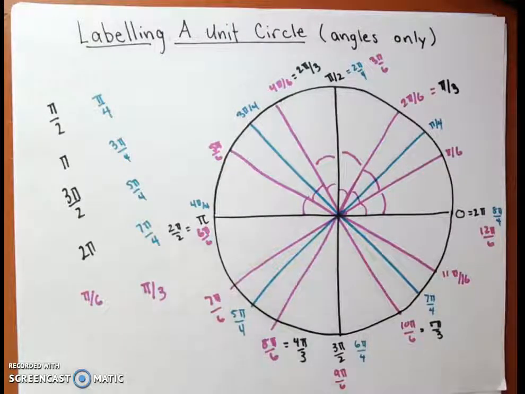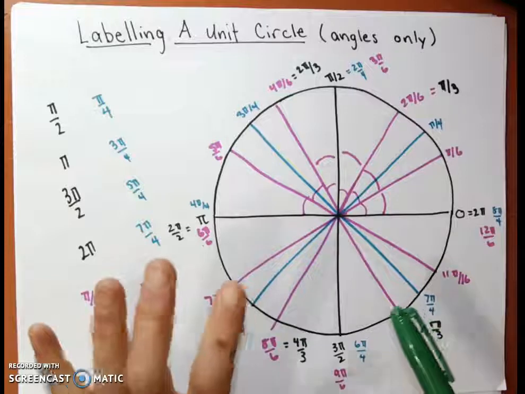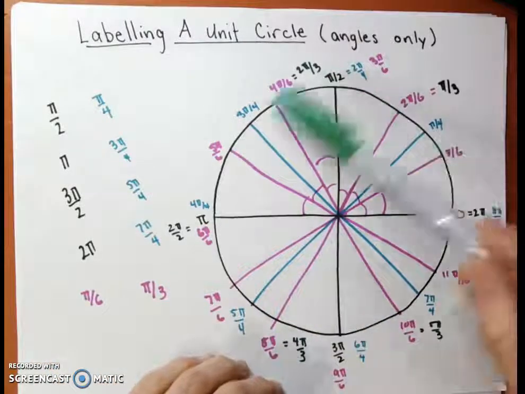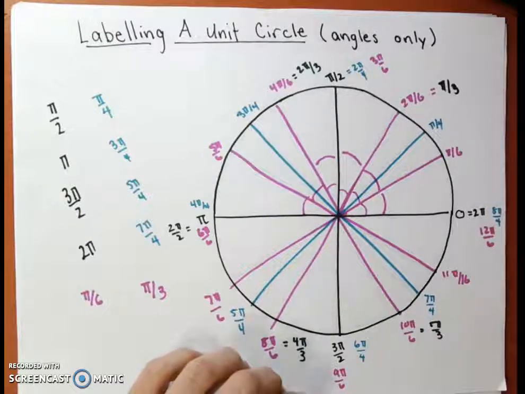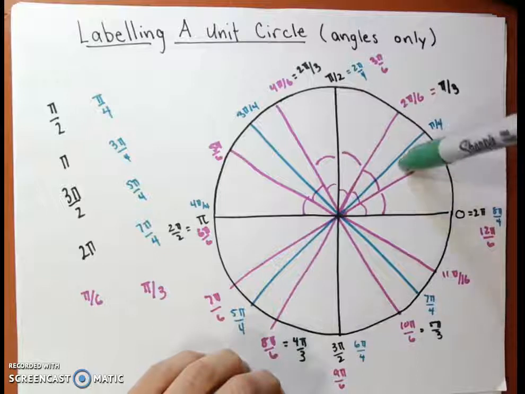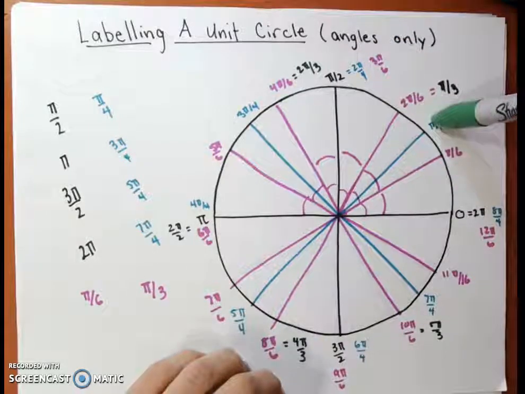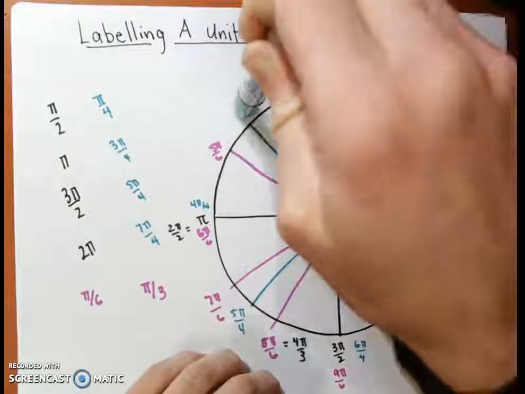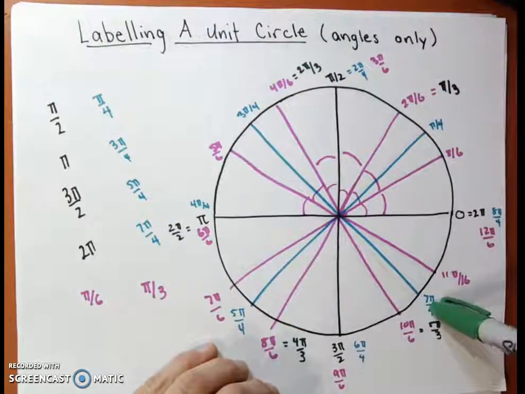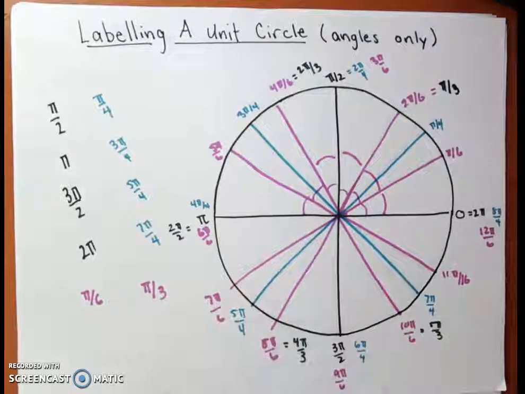So when you're labeling the unit circle, my suggestion is to first label your quadrants, pi over 2, pi, 3 pi over 2, 2 pi over 2. Then count out your pi over 4s, which separate each quadrant into halves. 1 pi over 4, 2 pi over 4, 3 pi over 4, 4 pi over 4, 5 pi over 4, 6 pi over 4, 7 pi over 4, 8 pi over 4.